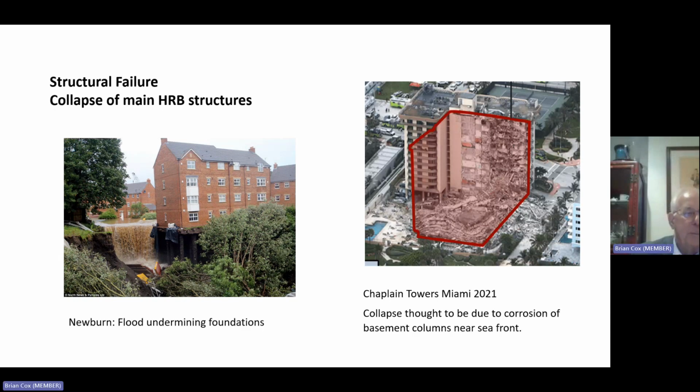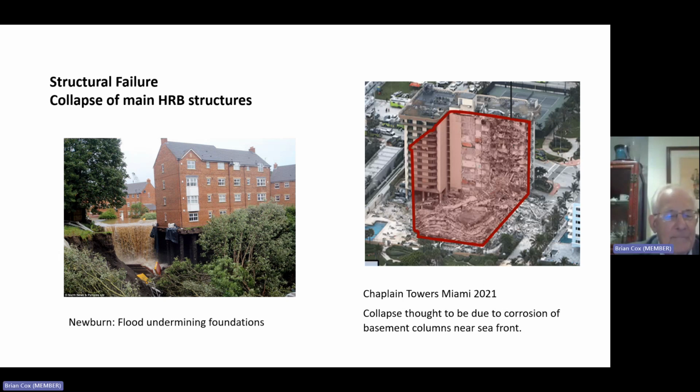Here we're looking at the potential collapse of a HRB building. So on the left is a building in Newburn. Obviously it's not a very tall building, but it shows you the situation very clearly. So here water from a flood has flowed all around the building and effectively washed away all the infill around the building's supporting columns at the base there.